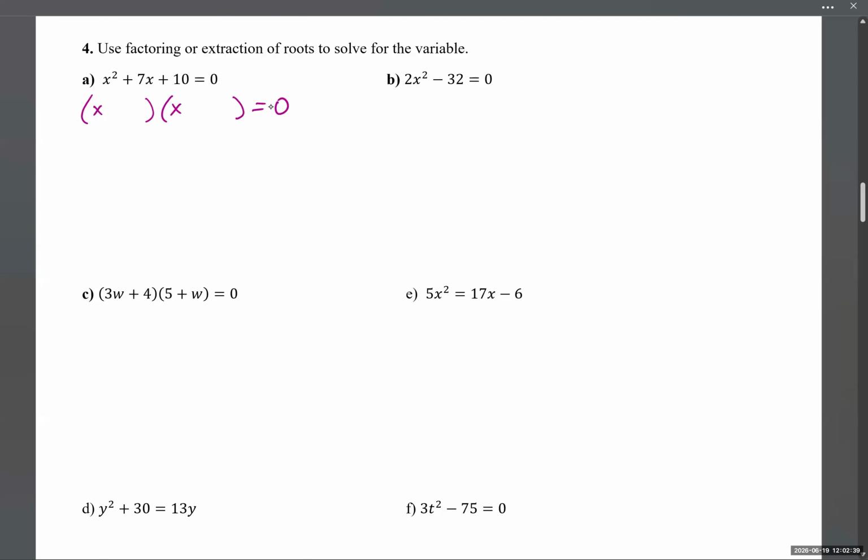Two numbers that multiply to 10 and add to 7. That would be 5 and 2, both are positive. Then the zero factor property will give you x plus 2 equals 0, or x plus 5 equals 0. So x equals -2, or x equals -5.